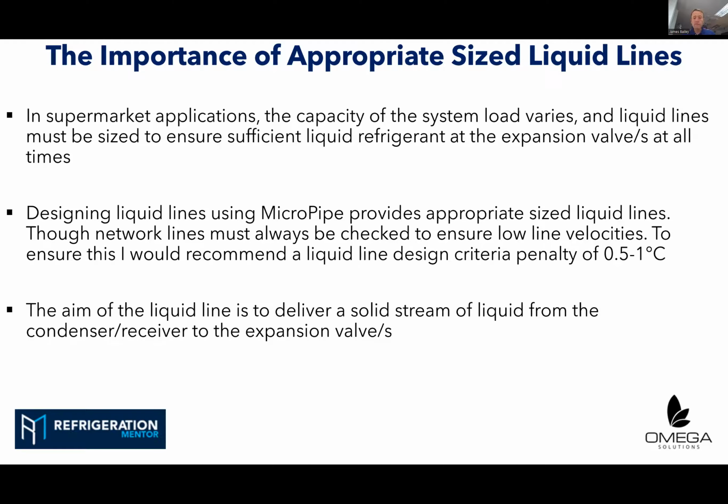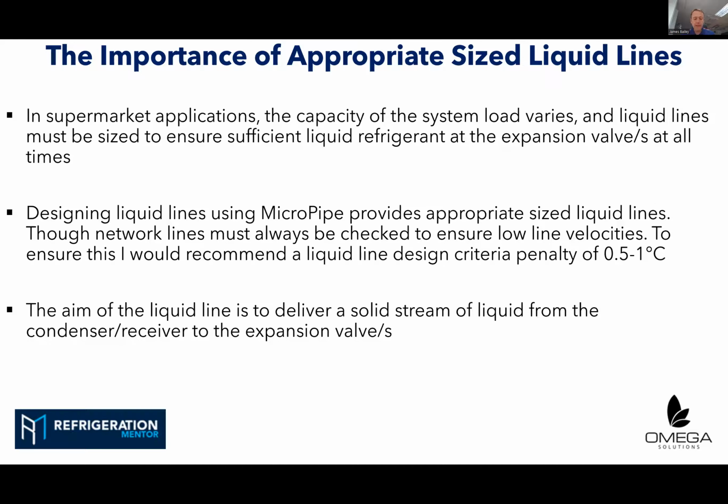For me, to ensure we get appropriate size liquid lines, I set the design criteria at 1/2 or 1 degree Celsius. Effectively, what I'm looking for is, MicroPipe's good at this, never, unless you've got a super low duty connected, but in supermarket applications, add a fixture where you're brazing that liquid line to the cabinet and subsequent valve, which is downstream of the tail of the cabinet. You do not want to hit that valve at a velocity over 1 meter per second. Fortunately, the software allows that. It didn't used to. You had to be really careful.